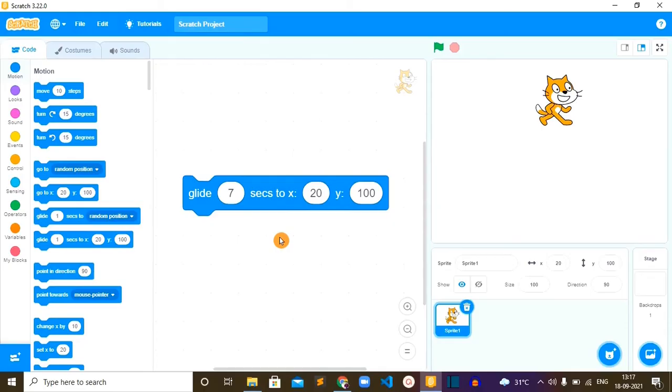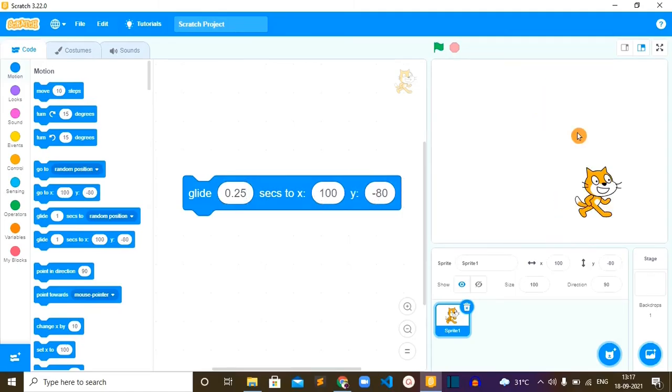The next thing is, if you want to increase the speed of the cat, what you can do is reduce the number of seconds. So I'll put 0.25, you can also use 0.5, and let me change the value for x and y. So you can see the cat has moved very fast, right? So this is the difference. Increasing the number of seconds will decrease the speed of the moving sprite.